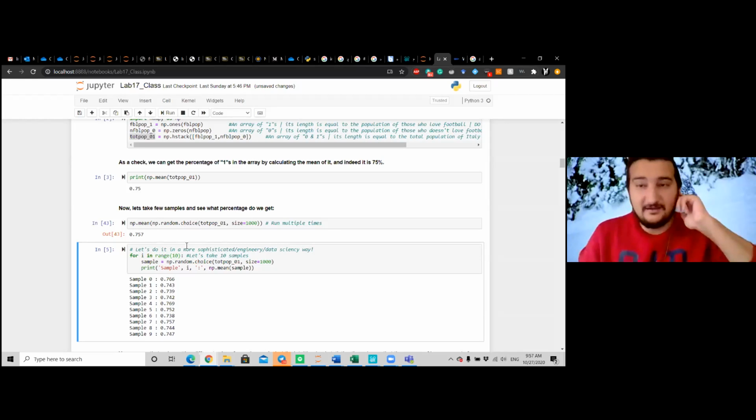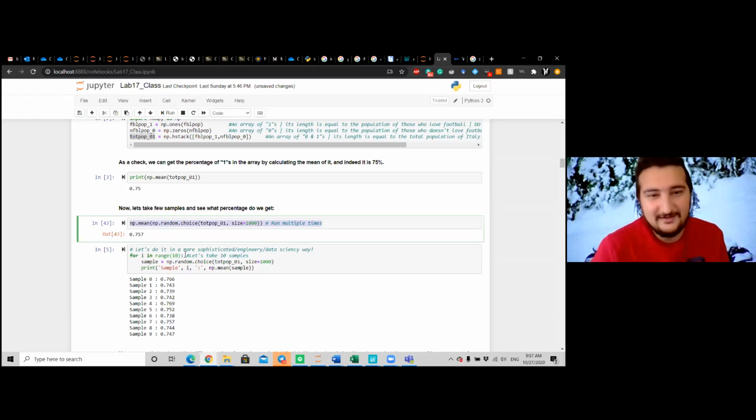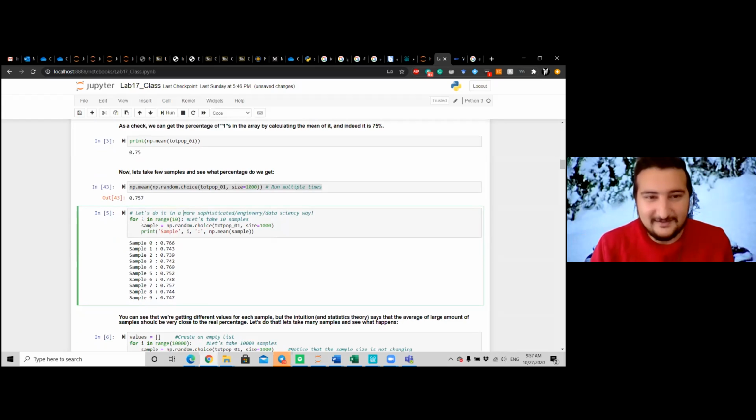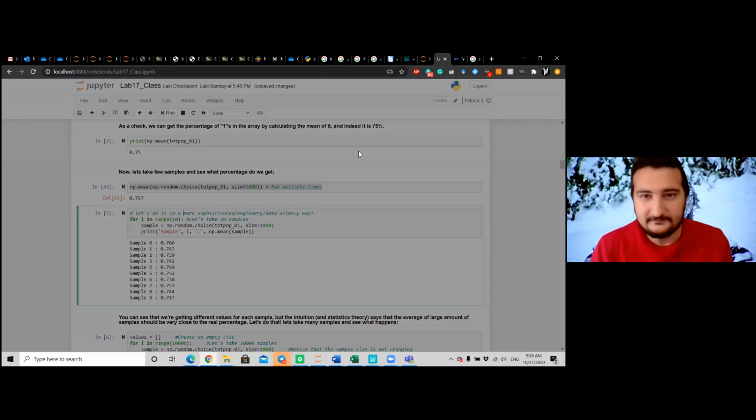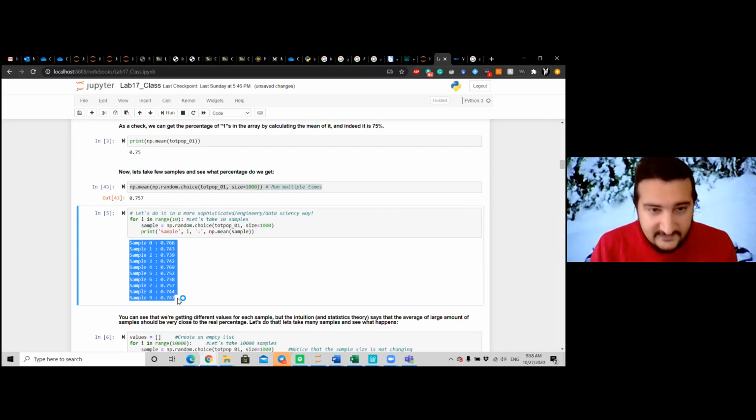But whenever we need to do something repetitively, we don't like to do it like what I did here, like keep running something. We want to do it in a more sophisticated engineering, data science-y, and for the case of at least one of you, scientist-y way. We are going to create a simple for loop. And let's say that we want to take 10 samples, and we will basically repeat our sampling and calculate the mean. So here you see that out of my 10 samples, I'm getting these values for mean.